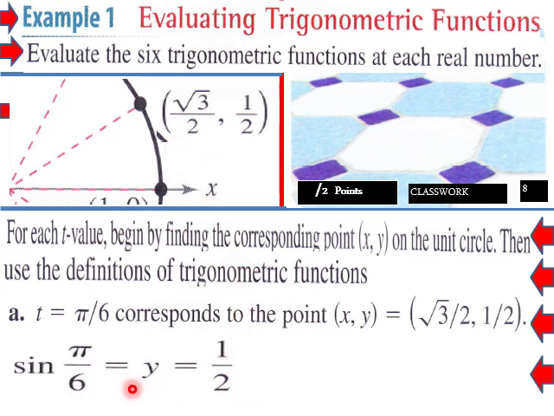So sine pi over 6 equals y, which equals 1/2. So the sine of pi over 6 equals 1/2. That is your real number value of pi over 6, which is here. And then the cosine of pi over 6 is your x value, which is the square root of 3 over 2.